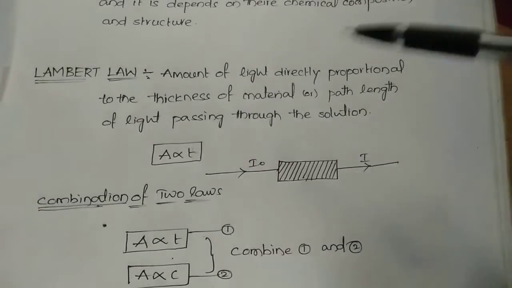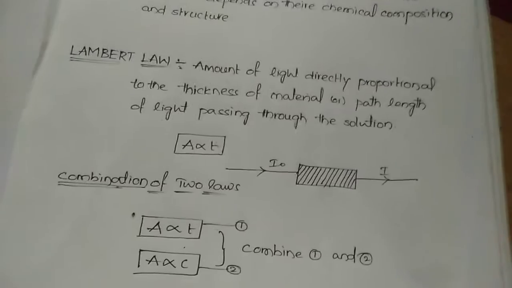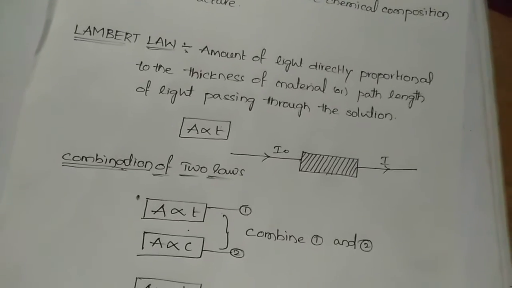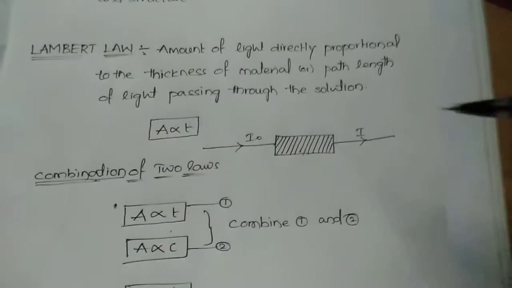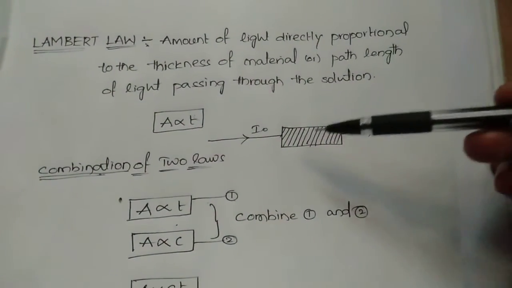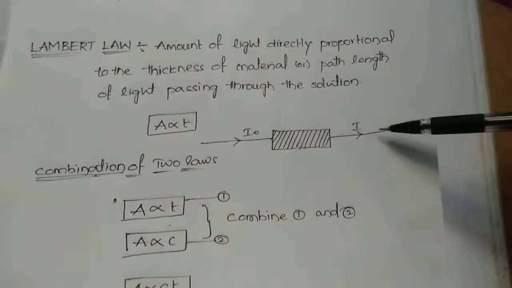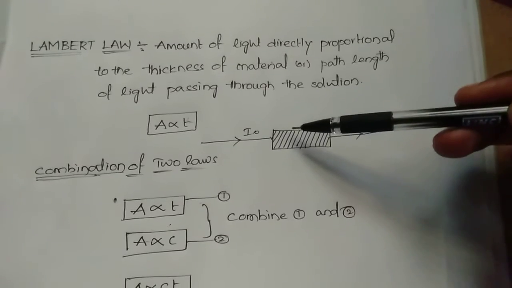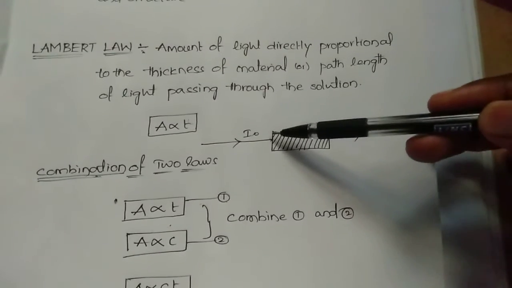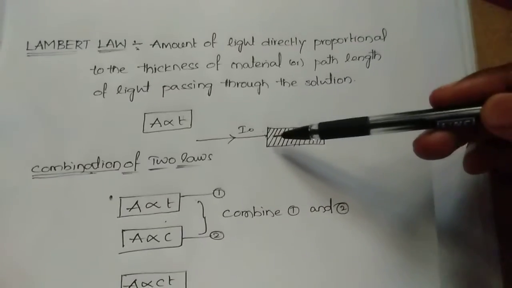Next, Lambert's law. The amount of light absorbed is directly proportional to the thickness of the material, or the path length of light passing through the solution. A is directly proportional to T, where T means thickness. This is the sample, I naught is the incident monochromatic light, and I is the emerging light. Here the amount of light absorbed is directly proportional to the thickness of the sample, or the path length the light passed.